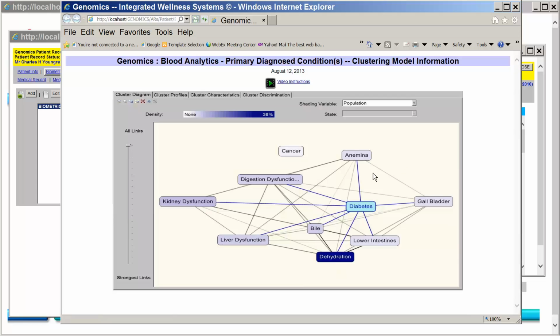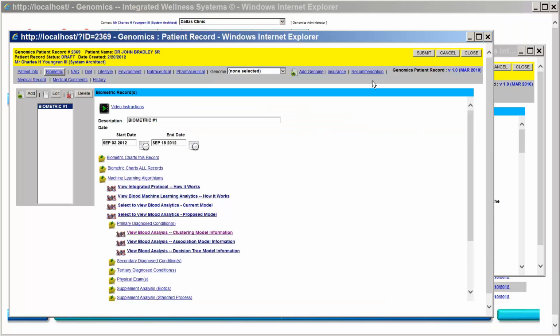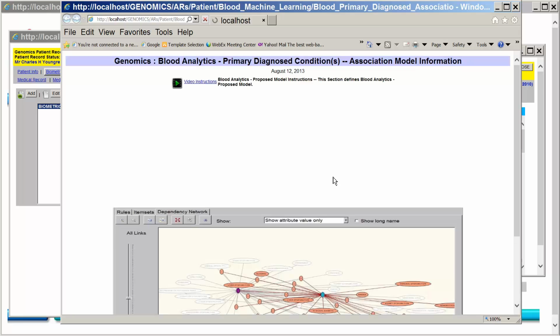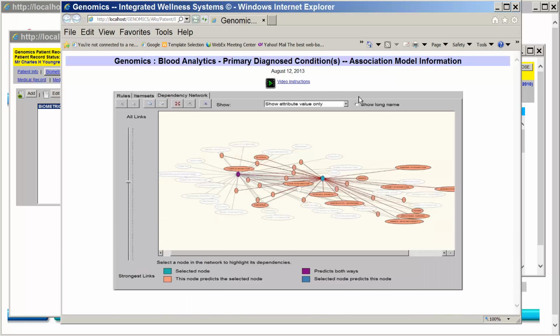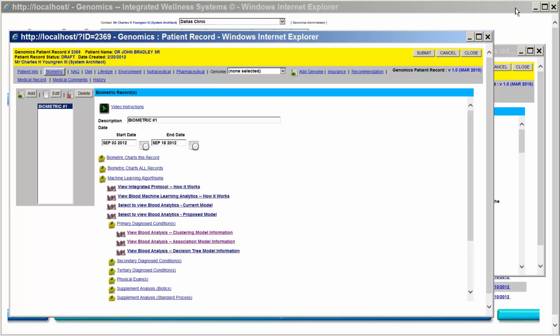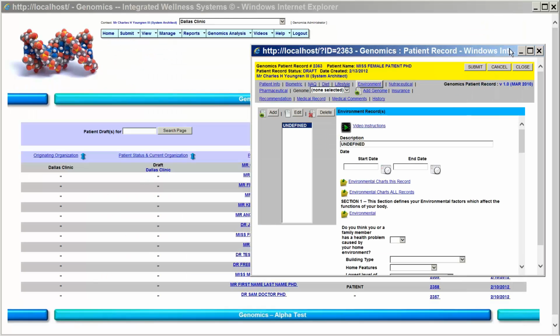And there is our 1 to 3 seconds to produce a primary diagnosed conditions for this particular patient based on blood analytics, and this is a clustering model. We can also examine the association models for the same patient, different models presenting information in different formats. This is the typical experience that a medical provider will experience with our particular system.